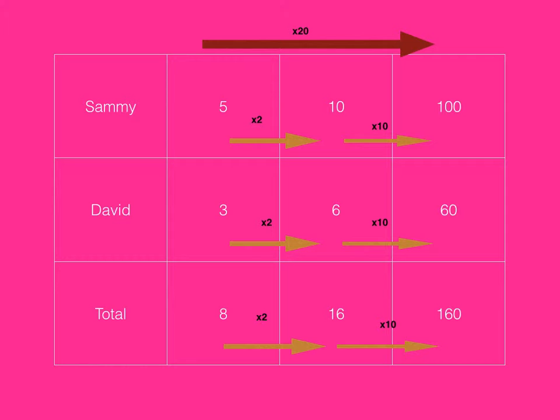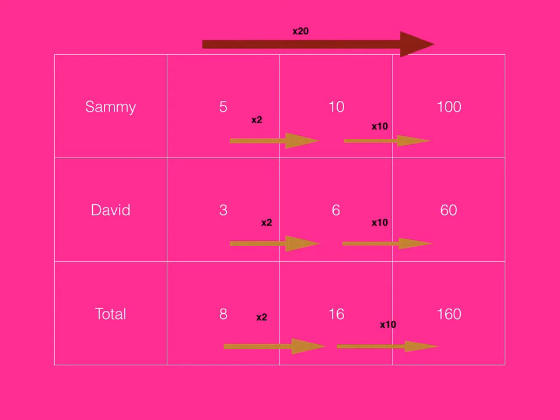5 times 2 is 10, 3 times 2 is 6, and 8 times 2 is 16. So you need to multiply all of them by the same number, of course. And then from there, you might notice that you just need to multiply them by 10 to get to the number we need. 16 times 10 is 160, so that would probably be a big clue. 6 times 10 is 60, and 10 times 10 is 100.